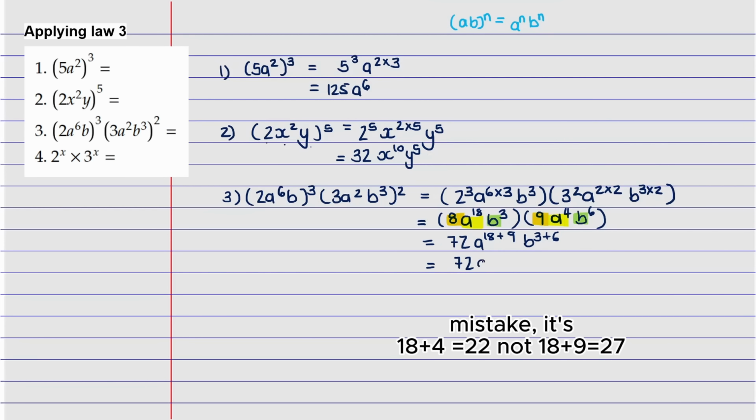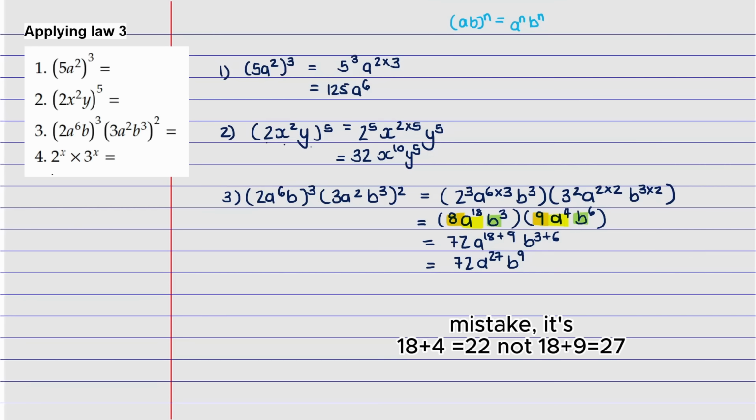So let's simplify this. It's going to be 72. Then it's going to be a. If I say 18 plus 9, I'm going to get 27. So this is to the power 27. Then it's going to be b. If I say 3 plus 6, it's going to be what? It's going to be 9. So this is going to be 9. So that's how you would solve question number 3.